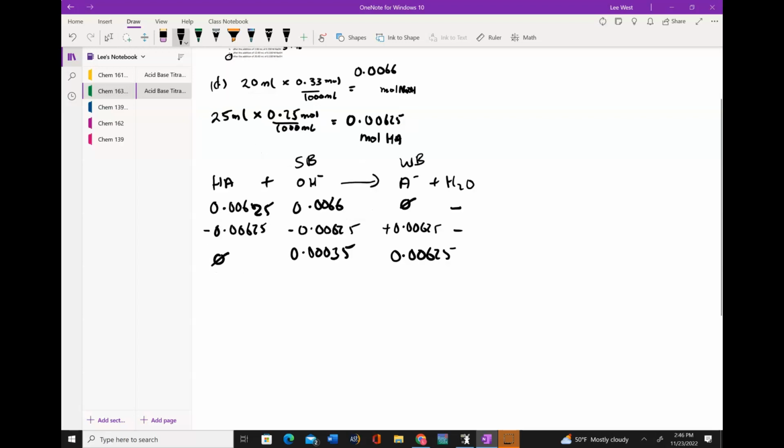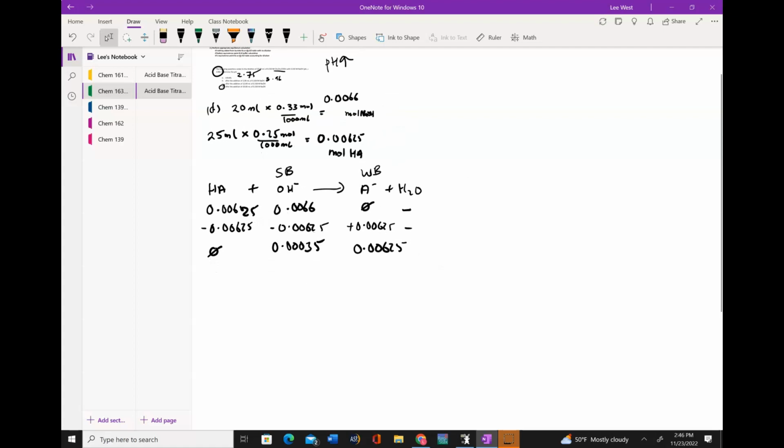Okay, so what we have now is a solution of a weak base with a little bit of strong base in it. Okay, so how do we figure out the pH of a weak base? We have to do a Kb ICE table, but in our case we've got to be mindful to correct for the dilution. All right, so we have a total volume here of 45 mils, and we always have to correct for dilution when we are at or beyond the equivalence point.